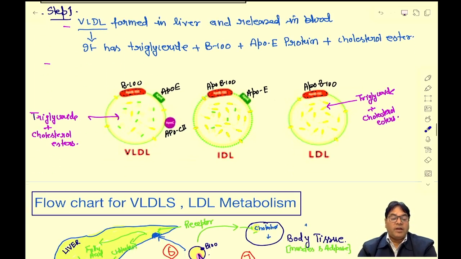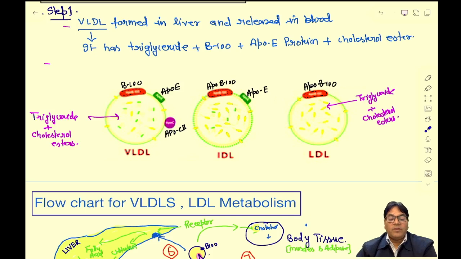So if you see this diagram, here we notice that in the center there is a core of triglycerides and cholesterol esters, and in the outer periphery we have certain proteins along with the phospholipids. VLDL, IDL, and LDL. I have shown you the three diagrams, and I will be comparing them. This VLDL has B100 along with apoprotein A and apoprotein C second. The LDL has apoprotein B100 and apoprotein E only.